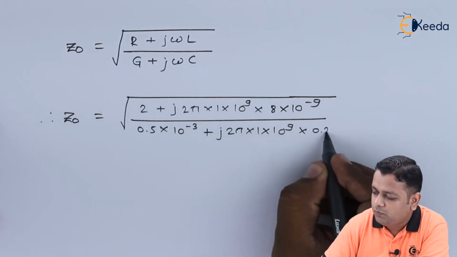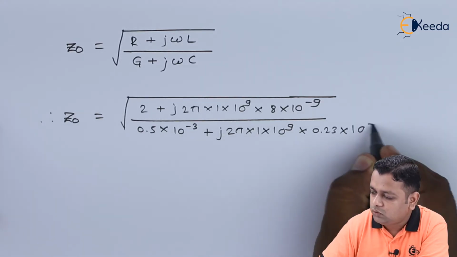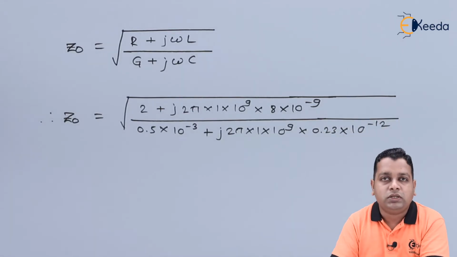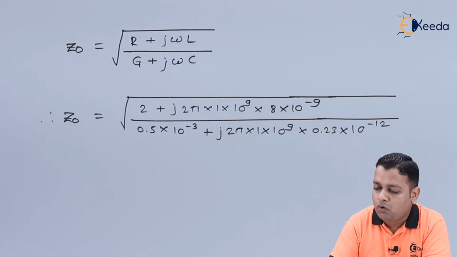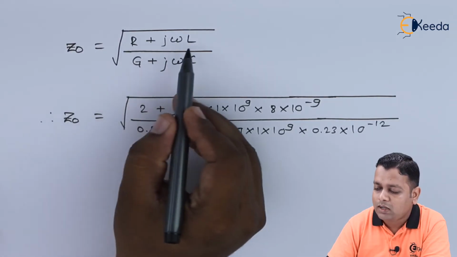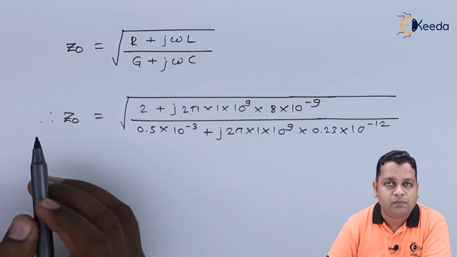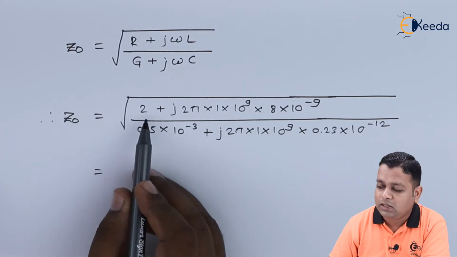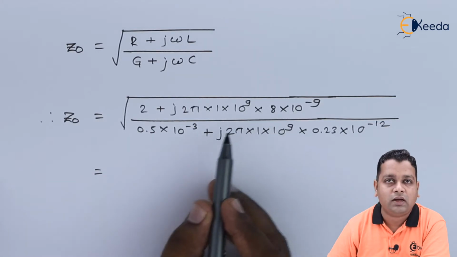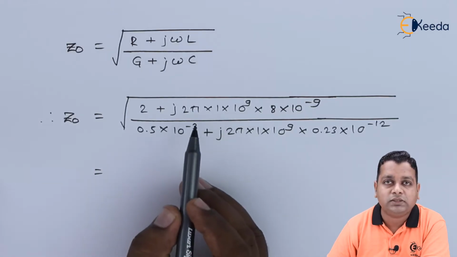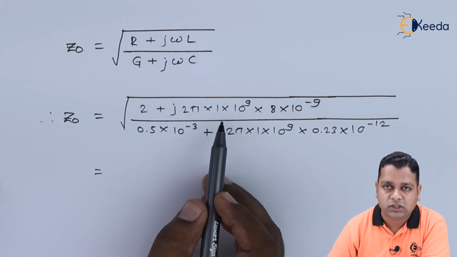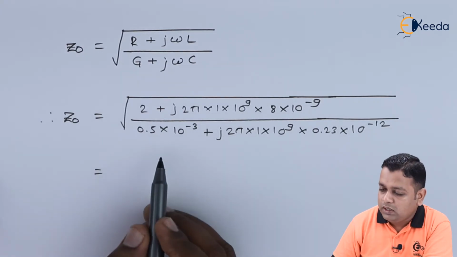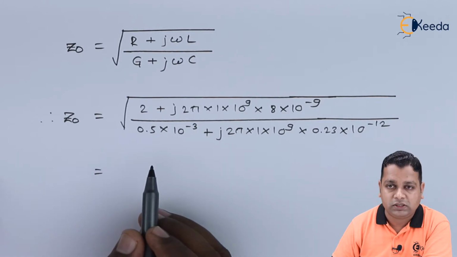Hence we write 0.23 into 10 raised to the power minus 12 here. So in this step, the substitution of all the lumped elements R, L, G and C is completed. Now as the values are provided into the real and imaginary parts, this is the complex representation of the values. For the convenience of computation, we convert it to the polar representation.